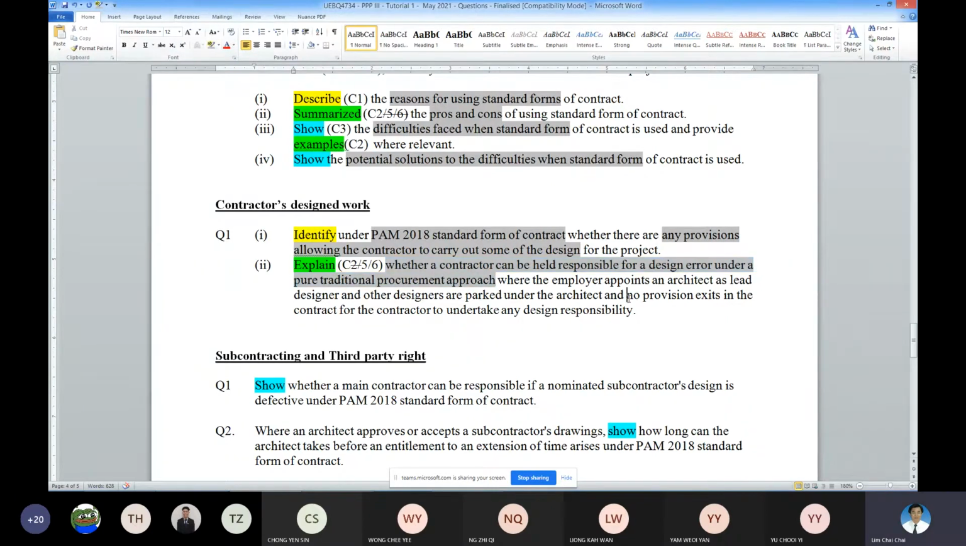Okay, where there is no provision existing for the contractor to carry out the design. So this is the issue. Okay, so this issue, as I said, is not C2. It's going to be C5 and C6. C6 is a very high level. So more often than not, it's your C5 level that is asked. Okay.